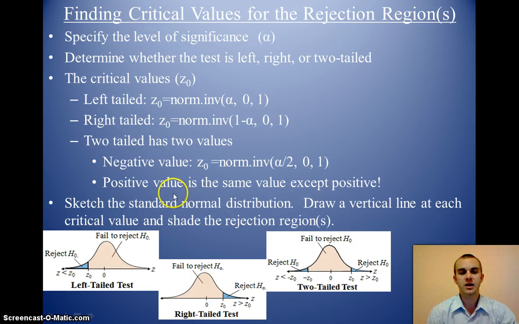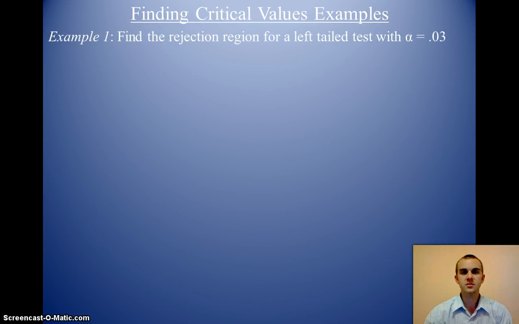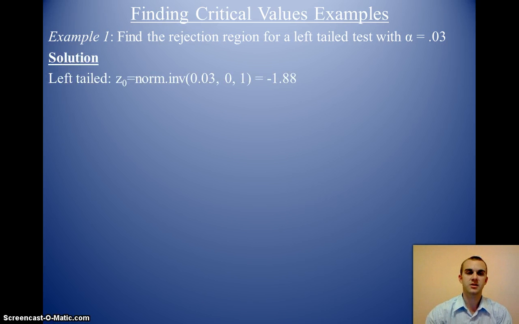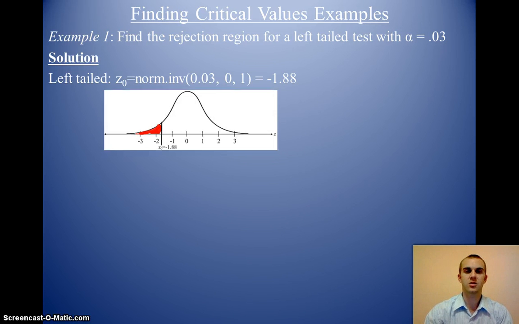Once we have our critical values, we're going to draw them in and shade the corresponding portion on a standard normal bell curve. So let's look at two examples here. Say I want to find the rejection region for a left-tailed test with an alpha of 0.03. Since it's left-tailed, I just plug the alpha directly in, and I get that z naught is negative 1.88. If I put that onto the bell curve, at negative 1.88, and it's left-tailed, I'm shading to the left. That shaded part is my rejection region.